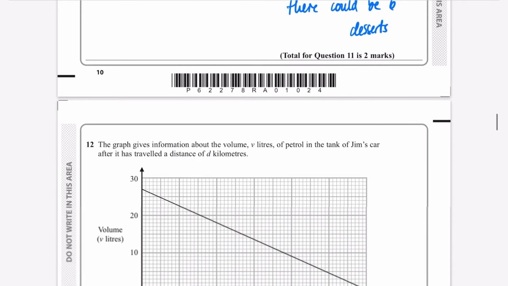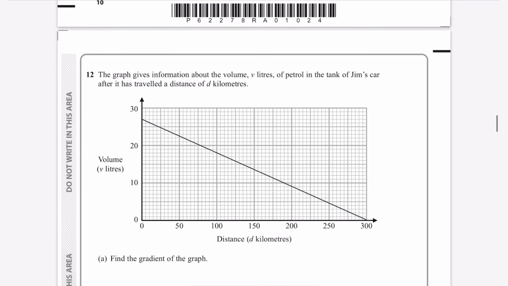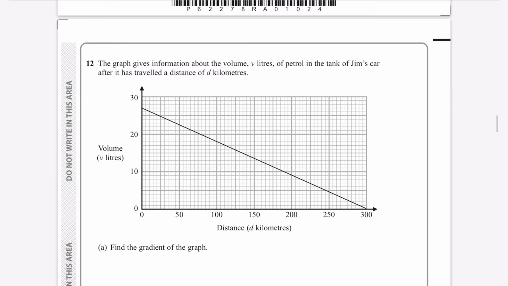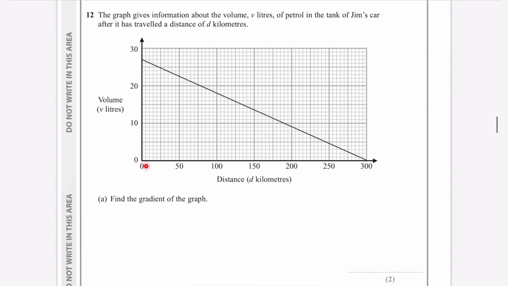Okay, question 12 that we've got here. Question 12 says this graph gives information about the volume of petrol in the tank of Jim's car after it has travelled a distance of d kilometres. So the further he's travelling, the less petrol there is in his car. So we're going to try and find the gradient of the graph. The gradient is the letter m.